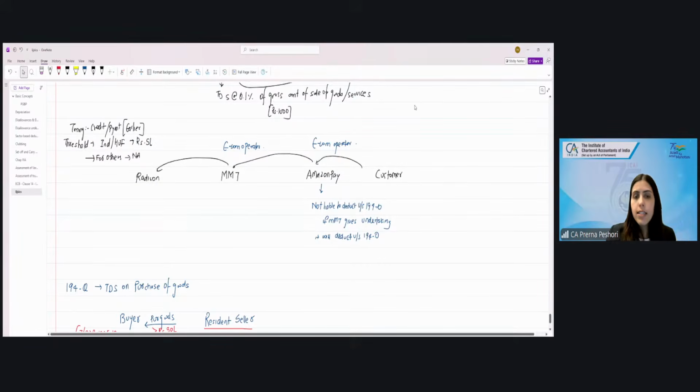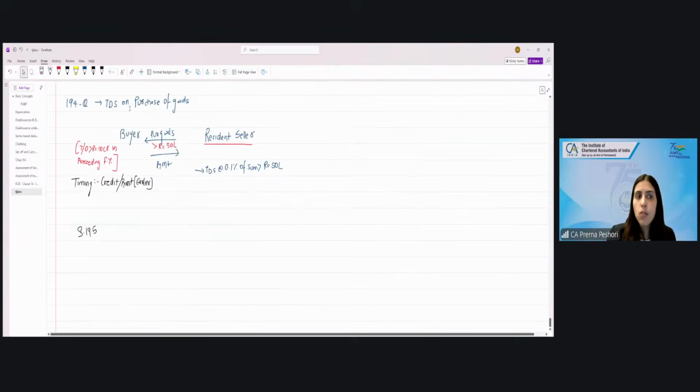Which is TDS on the purchase of goods. If the buyer purchases goods from a resident seller, and the turnover of the buyer is more than 10 crore in the preceding financial year, and the goods are purchased for more than 50 lakh, then at the time of payment or credit, whichever is earlier, the buyer is required to deduct TDS at the rate of 0.1% of the sum greater than 50 lakh. So on the sum exceeding 50 lakh, there will be TDS.